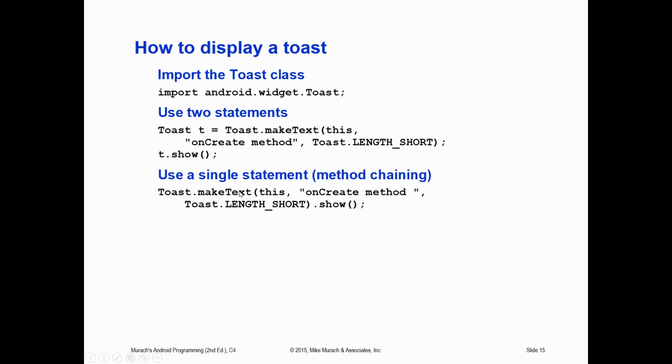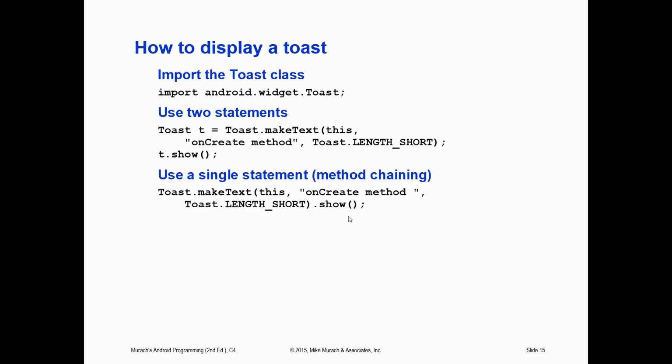And this is an example of what's called method chaining. We've got Toast.makeText.show. So we're doing basically two operations in one. We're telling it to run the first operation, the makeText. When you get done with that, run the show operation.